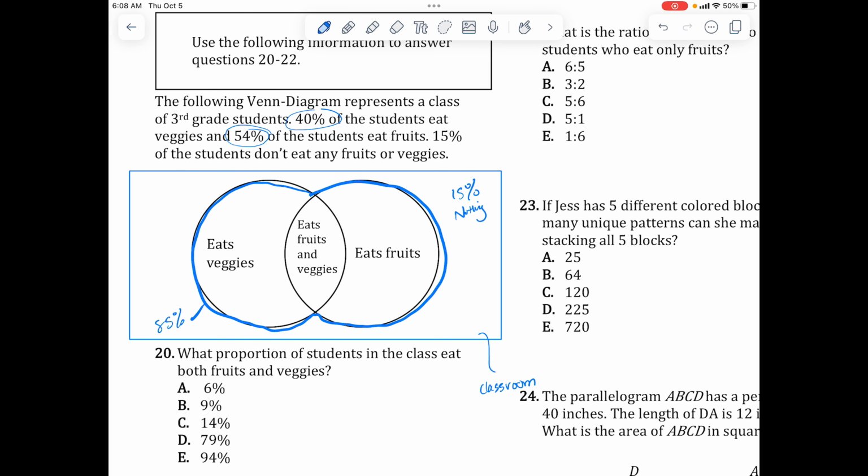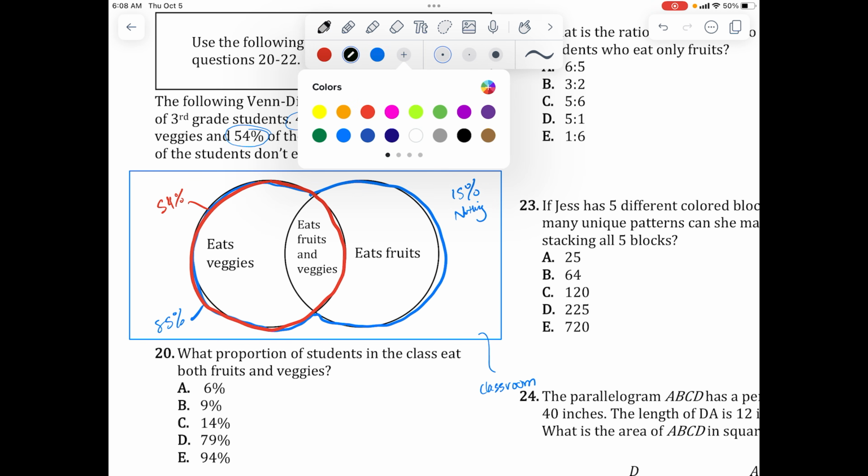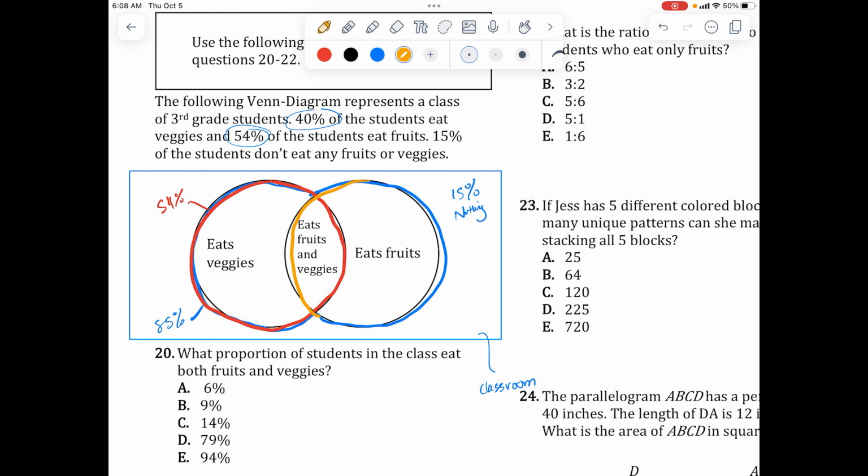Now, 40 plus 54 is 94. How do you reconcile those two conflicting values? Now, the reason they're conflicting is because this is accounting for the overlap, which is this region right here. So it's saying, if I was to draw it out like this, this group is 54% of the entire class. And then this group, let's just do it in orange, is 40% of the entire class.